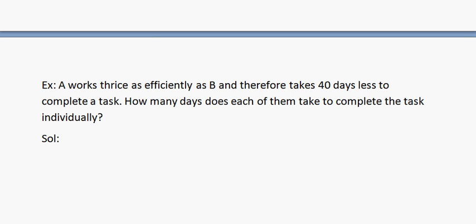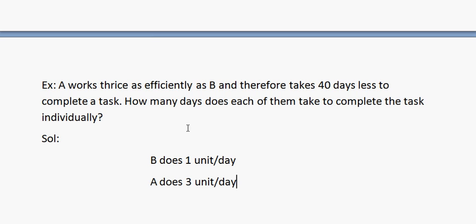So let's see how to do it. A works thrice as efficiently as B. So if B does 1 unit of work, 1 unit per day, A would do how many units? A would do 3 units per day, right? This is what is meant by efficiency, right? If B does 1 unit, A would do 3 units, right?